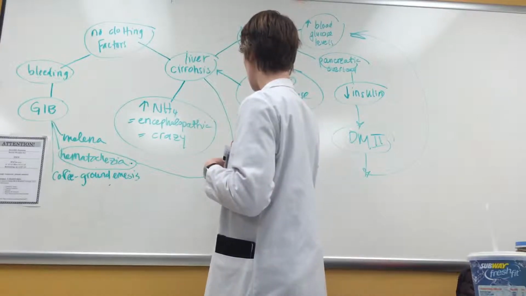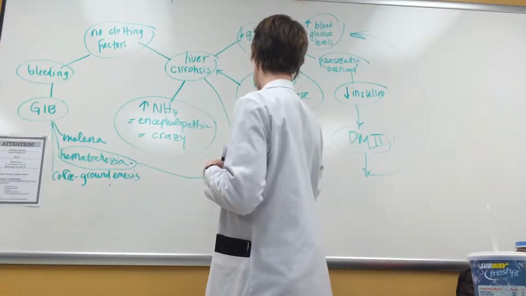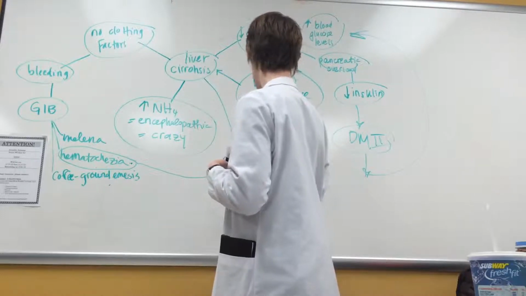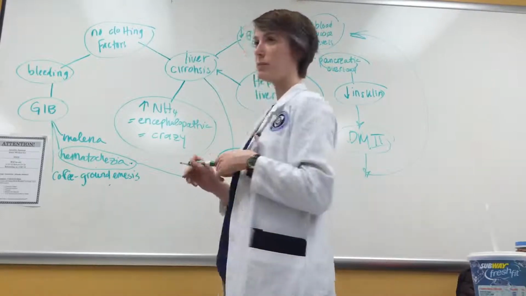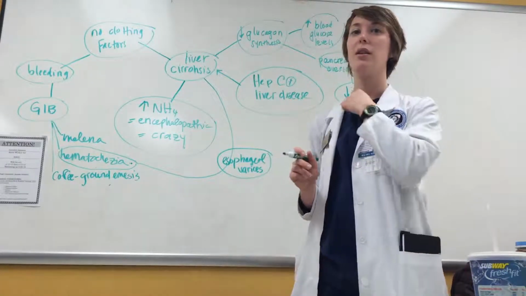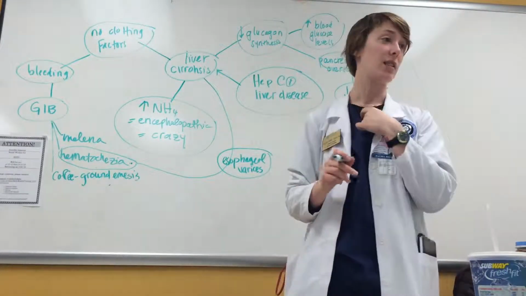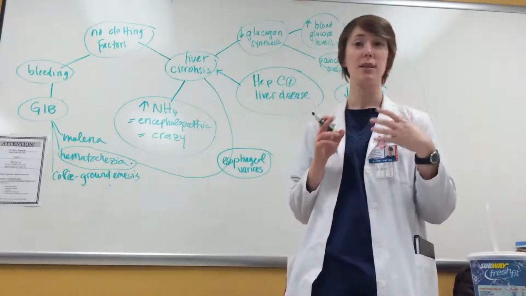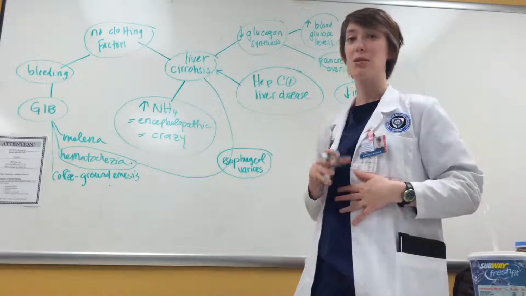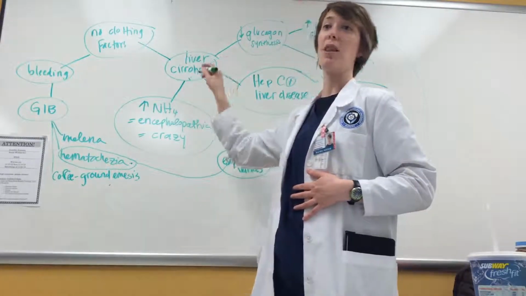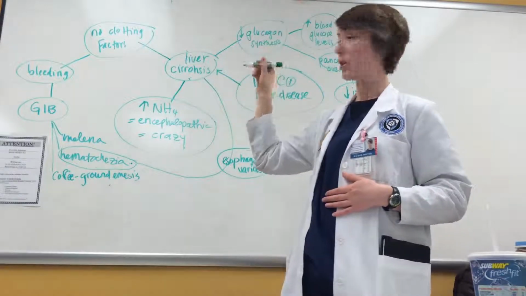Via esophageal varices. What are esophageal varices? Esophageal varices are the veins in your esophagus, right, that get swollen because your liver has stopped being able to filter blood through because it's cirrhotic. So when that happens, you get something called portal hypertension.